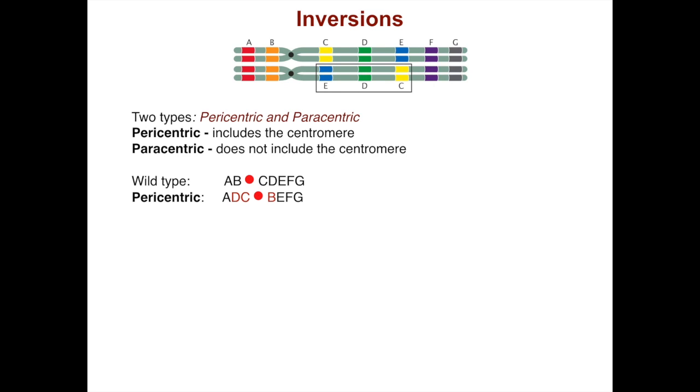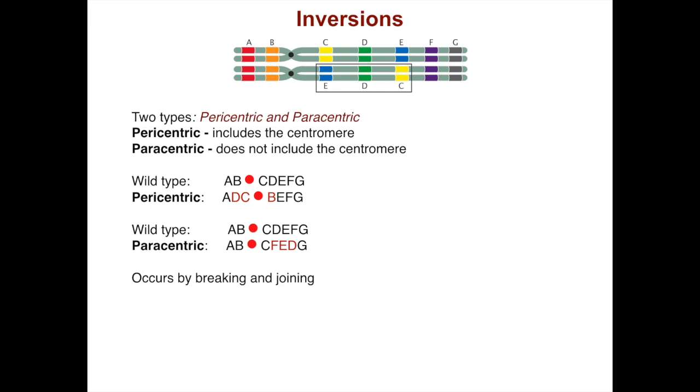For example, here you have your wild type chromosome with gene order A, B, centromere, then C through G. Then in a pericentric inversion, you can see here that B has moved to the other side of the centromere, and C and D have also shifted. A paracentric inversion would look something like this, where F has changed places with D. These occur by breaking and rejoining of the chromosome, and there's neither a loss nor gain of the number of genes.